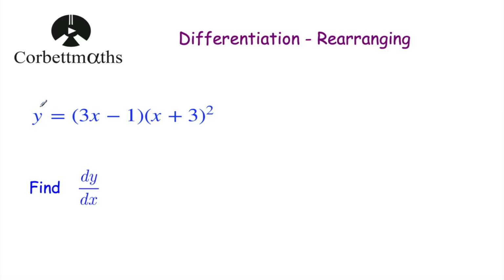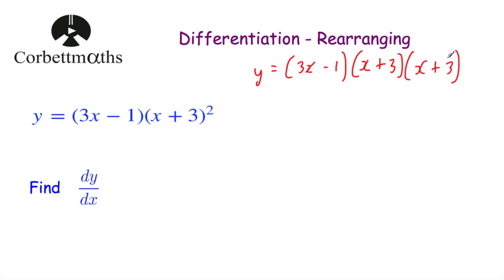Okay, so our last question, we've been given that y is equal to 3x minus 1, close brackets, x plus 3, close brackets squared, and we've been asked to find dy by dx. So before we differentiate this, we want to expand our brackets. Now let's just have a look at this. We've got 3x minus 1, and then we've got x plus 3 squared. That means we're doing x plus 3 times itself. So y equals, I'm just going to write it out, 3x minus 1, and then we've got this bracket times itself, so x plus 3, and then again x plus 3, so you're going to write it out twice.